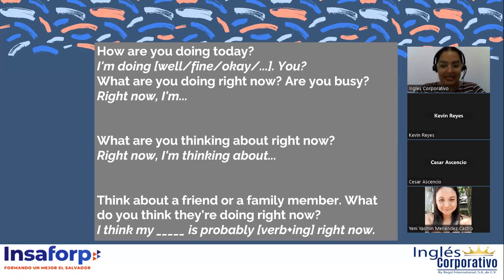Okay, or I can ask you, think about a friend or a family member, right? Okay, vamos a pensar en un miembro de nuestra familia y vamos a imaginar ¿qué estaría haciendo esa persona right now? ¿Ok? Y ustedes van a decir, I think my, and you can say my mom, my dad, my sister, my cousin, my sister-in-law, is probably, ¿ok? Así es la forma en la que van a responder. Acá está en la pantalla, I think my sister, we can say, is probably playing right now. ¿Ok? Y de igual forma tienen que utilizar la palabra que yo les voy a proporcionar.